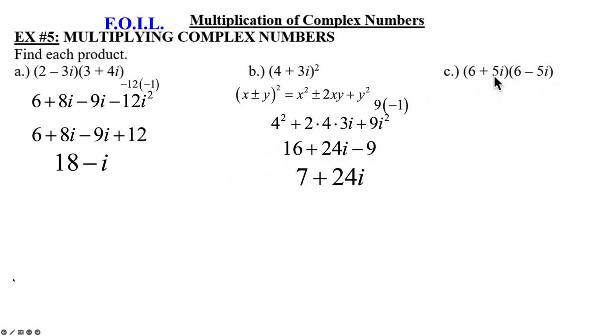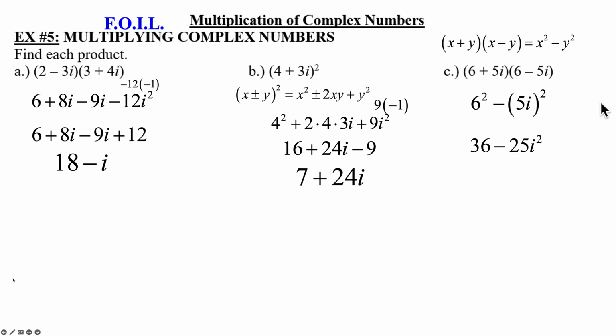C, you should notice the only thing different here is the signs. You probably remember the difference of perfect squares: factor to a plus and a minus, with no middle term. If I apply that rule here, this will be 6 squared minus 5i squared. Well, that's 36 minus 25i squared. But wait a minute, i squared is negative 1. That's going to change the minus to a plus, and holy cow, we get 61. We get a real number. There's no i here.